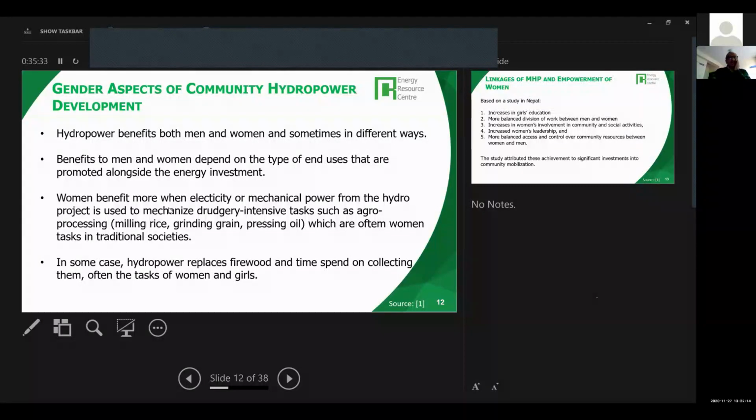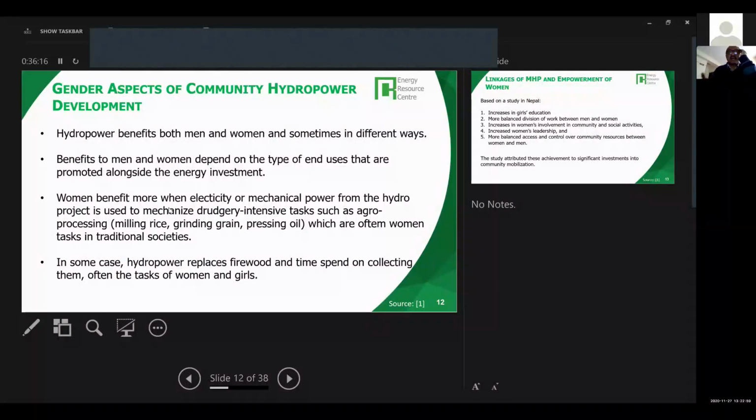For example, if the benefit is electricity or mechanical power used for agro processing, rice milling, grinding grain, or pressing oil, then women in traditional societies are the ones doing these drudgery-intensive manual tasks of agro processing. So women will have a lot of free time and will benefit from this project. So it is important that we make them understand the end use of this power generation.